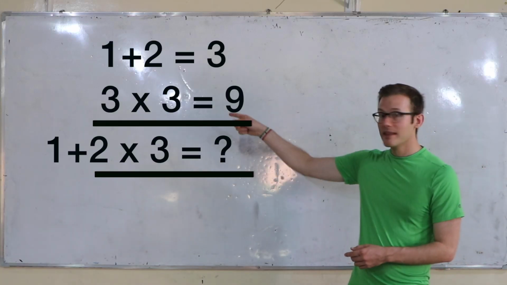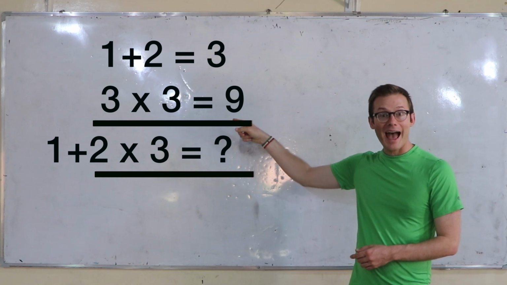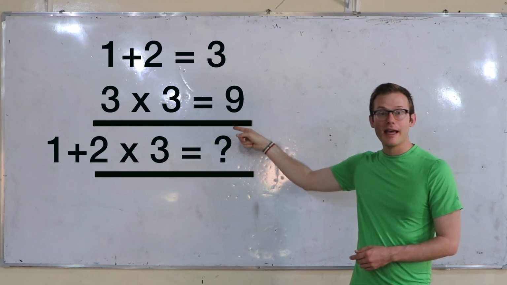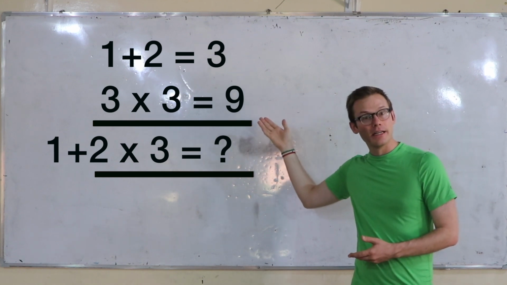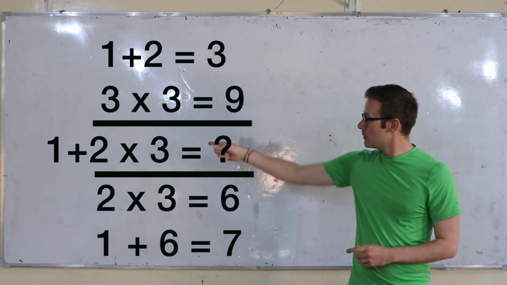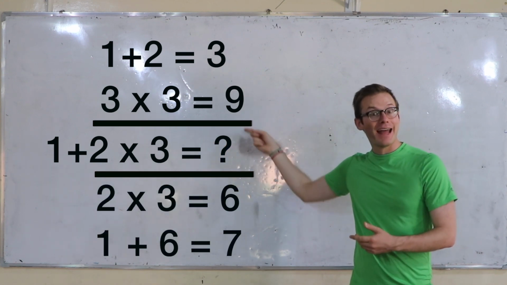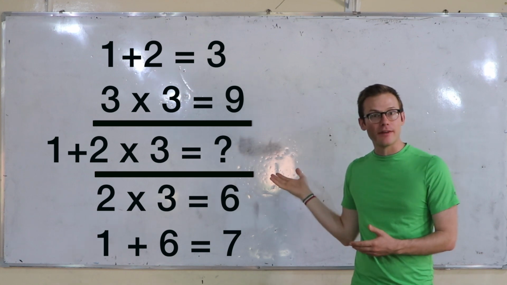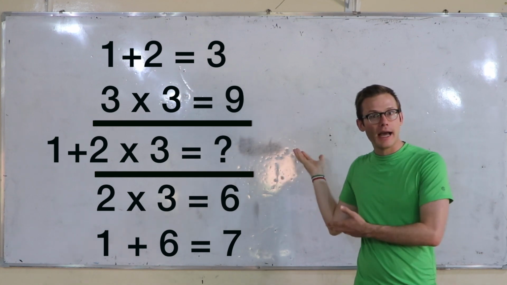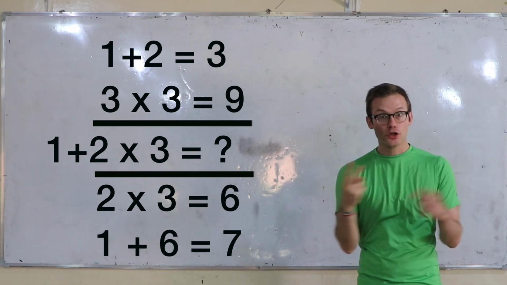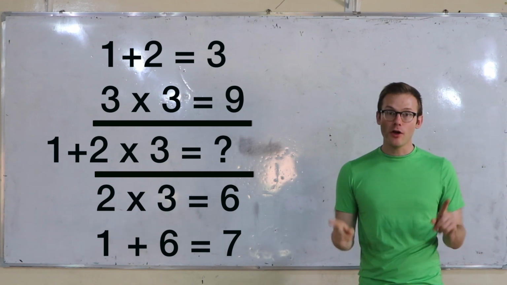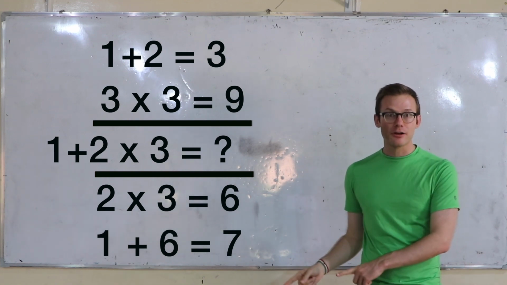Okay, so if you look here, you could add first, then multiply, and the answer is 9. Or you could multiply first, then add, and the answer is 7. Is the answer 9 or 7? There are two possibilities. That's why the order of operations matters so much.